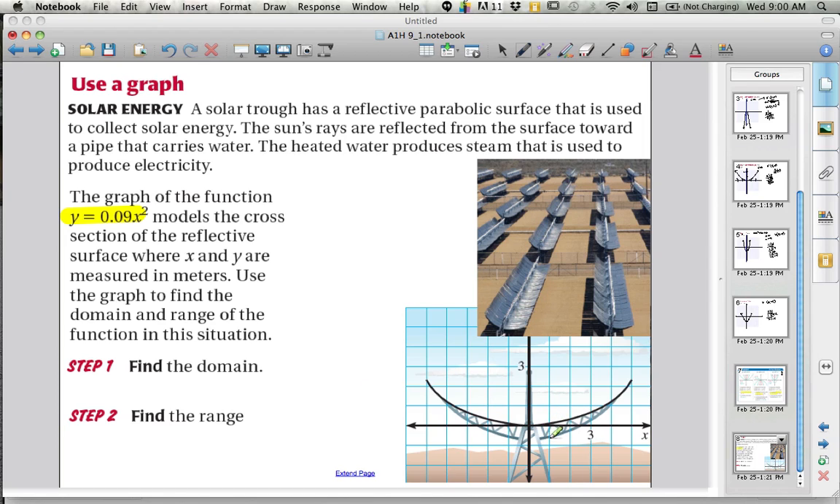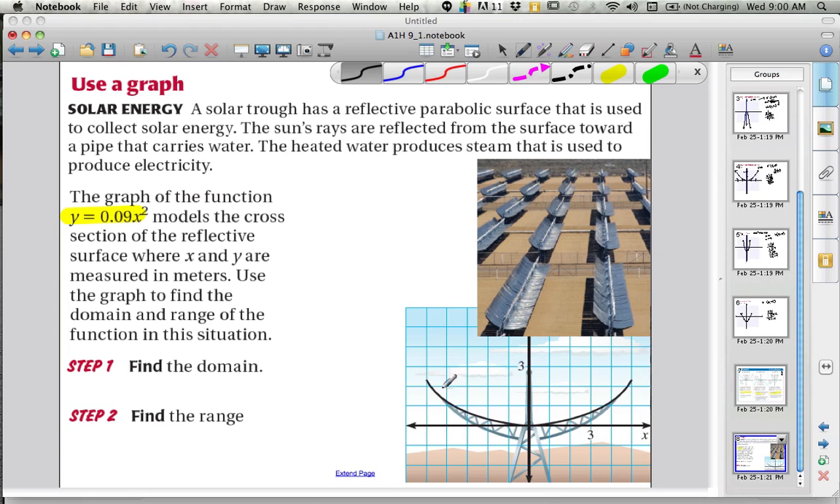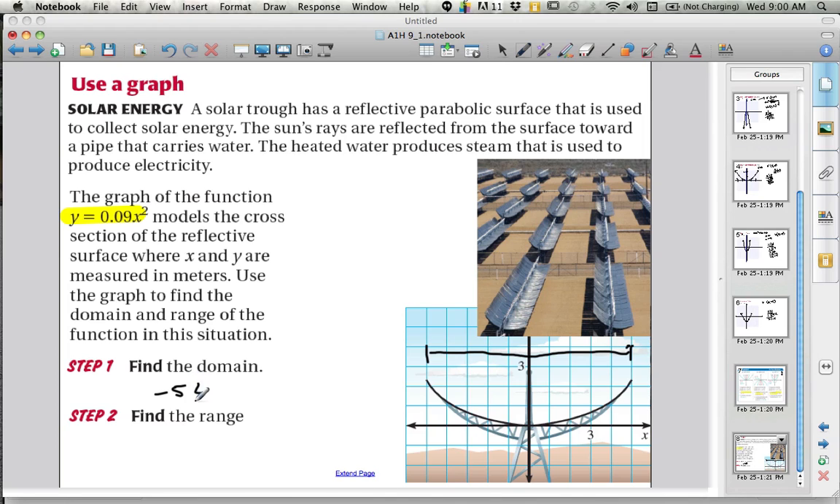So remember, the domain is about the x values. Okay, and you'll notice this graph doesn't continue on forever. These graphs did, with the little arrows on the end, but obviously this parabola doesn't continue on forever. It stops. So my x values are between here and here. Okay, so 1, 2, 3, 4, 5, and negative 5. So the domain is x is greater than or equal to negative 5 and less than or equal to 5.